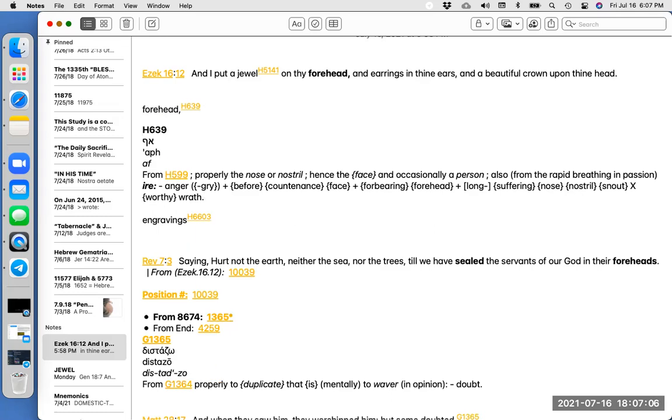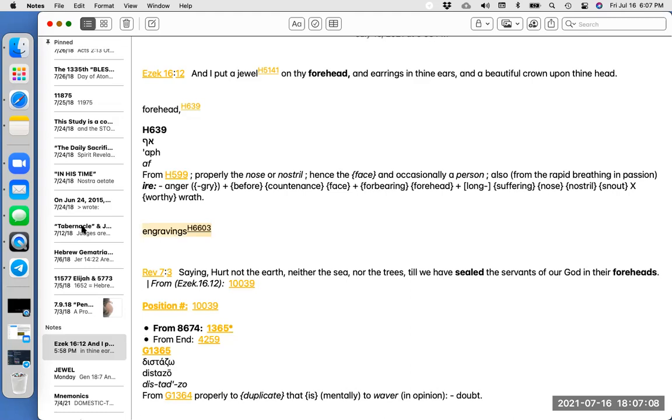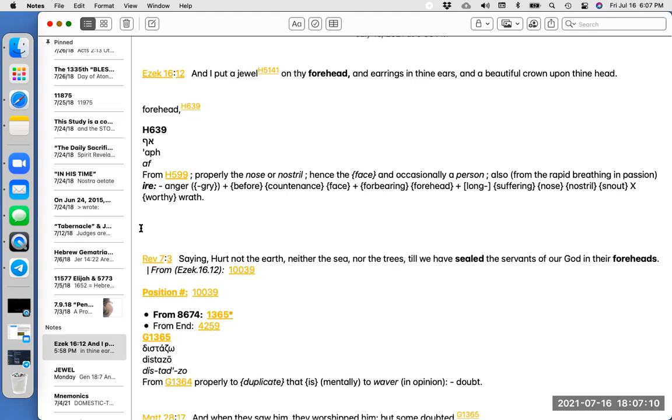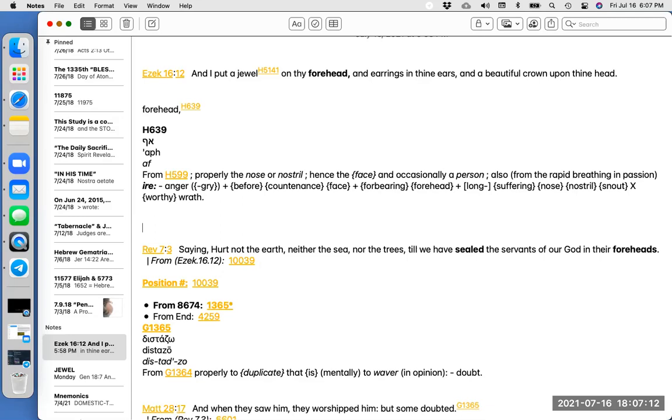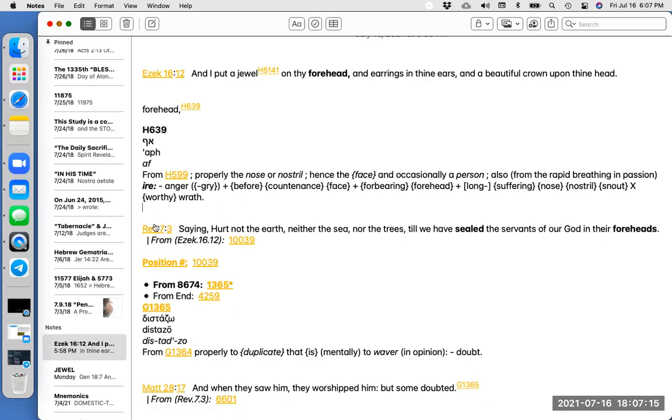And then this engraving, we really don't need it, actually. It's just added. We don't really need it. We understand that this forehead is right here. Okay, you can highlight it. You can underline it, make it big. Okay, so forehead here, forehead there, and then we got forehead here. So you went from Hebrew to Greek with the foreheads, and the distance is this 10039.